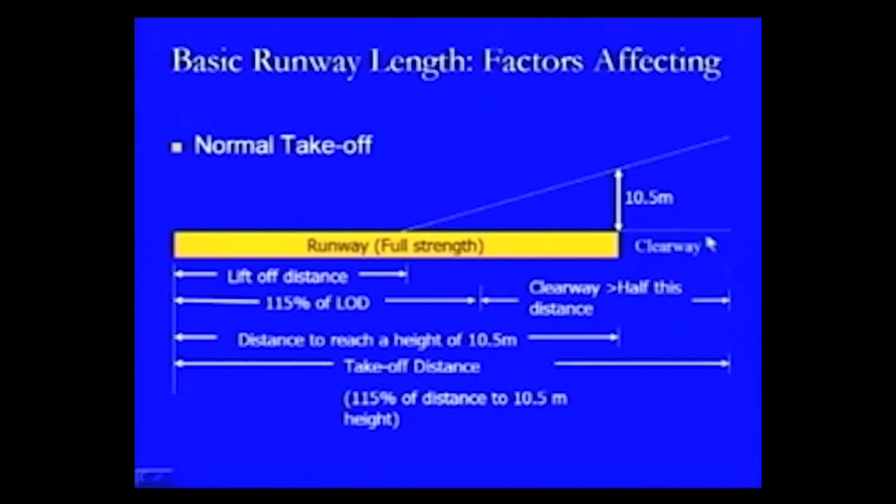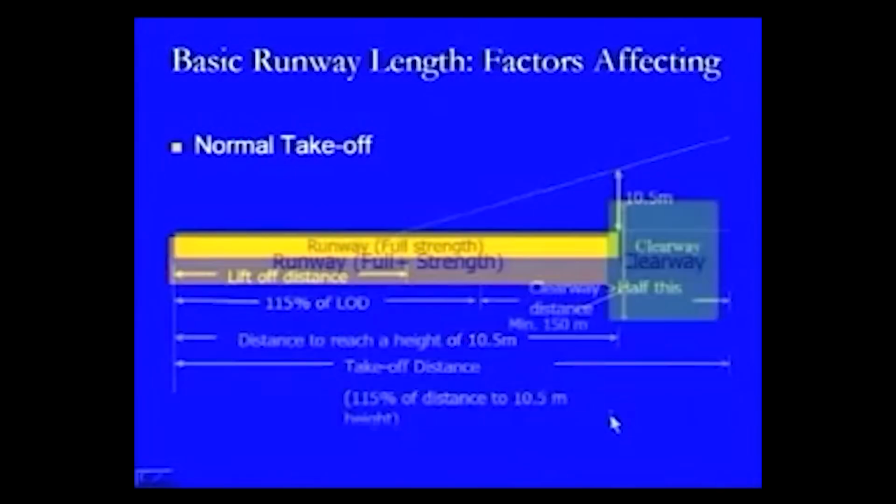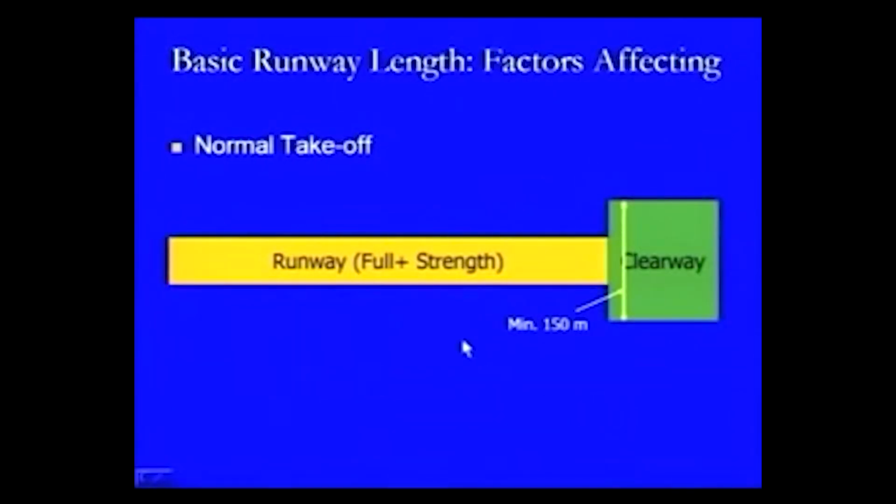So, that is how we fix the various distances in this normal takeoff condition, and we compute the value of the runway strip. This is how it will look in the plan, where this is a runway strip, and at the end of the runway strip a clearway is provided, where the minimum width of this clearway is 150 meters on this side. This runway strip is to be provided with full strength, meaning the thickness of the pavement from the start to the end should be the same, it should not differ.